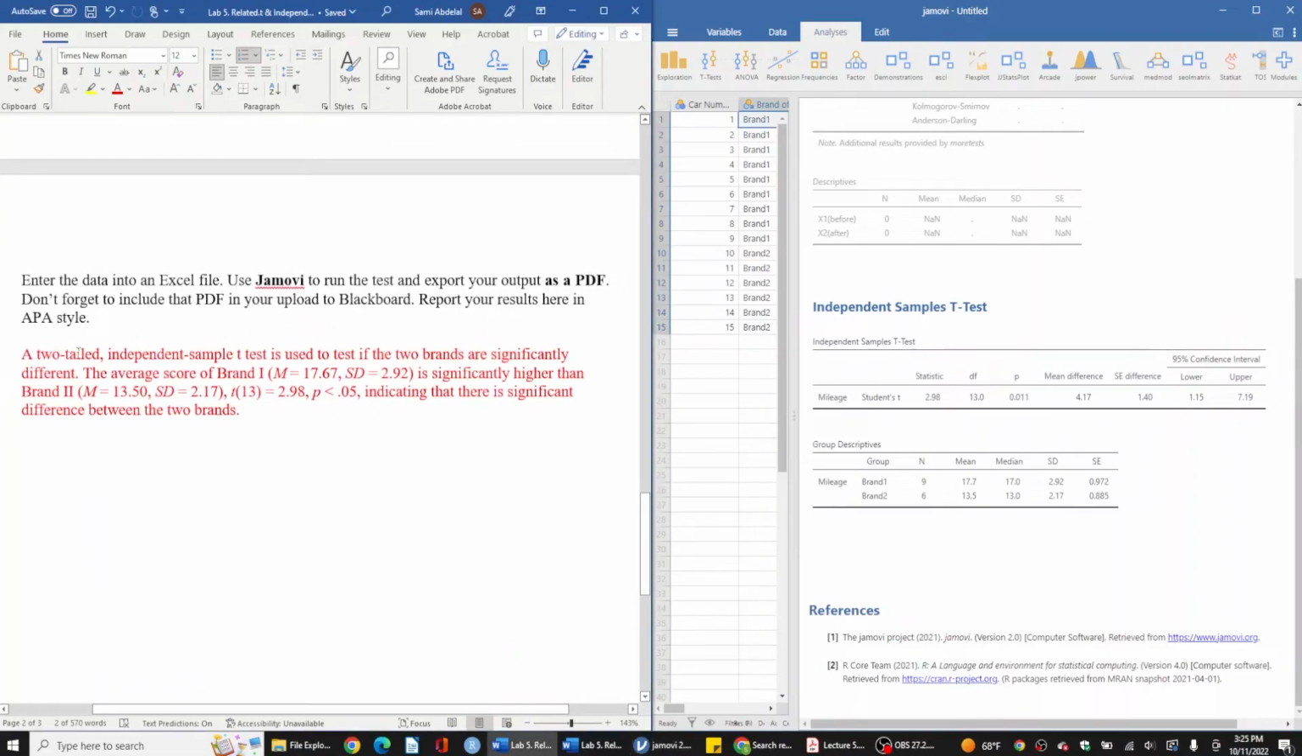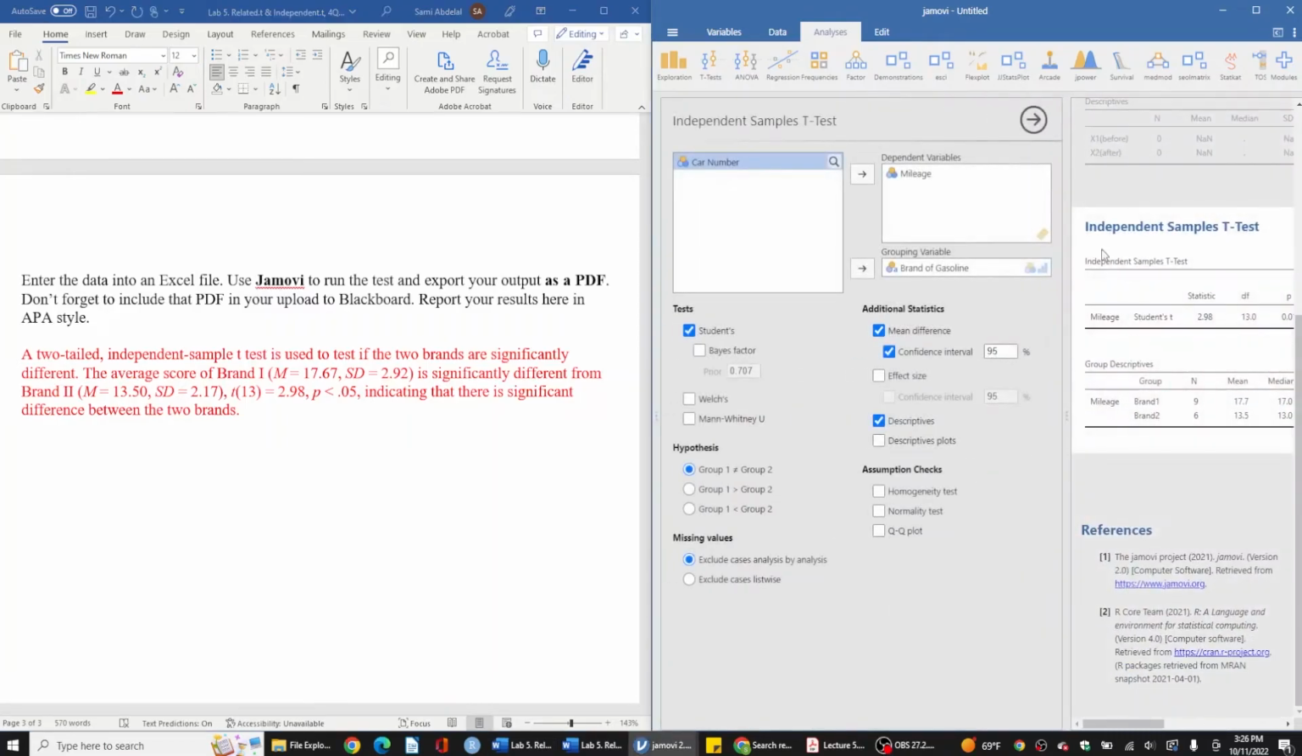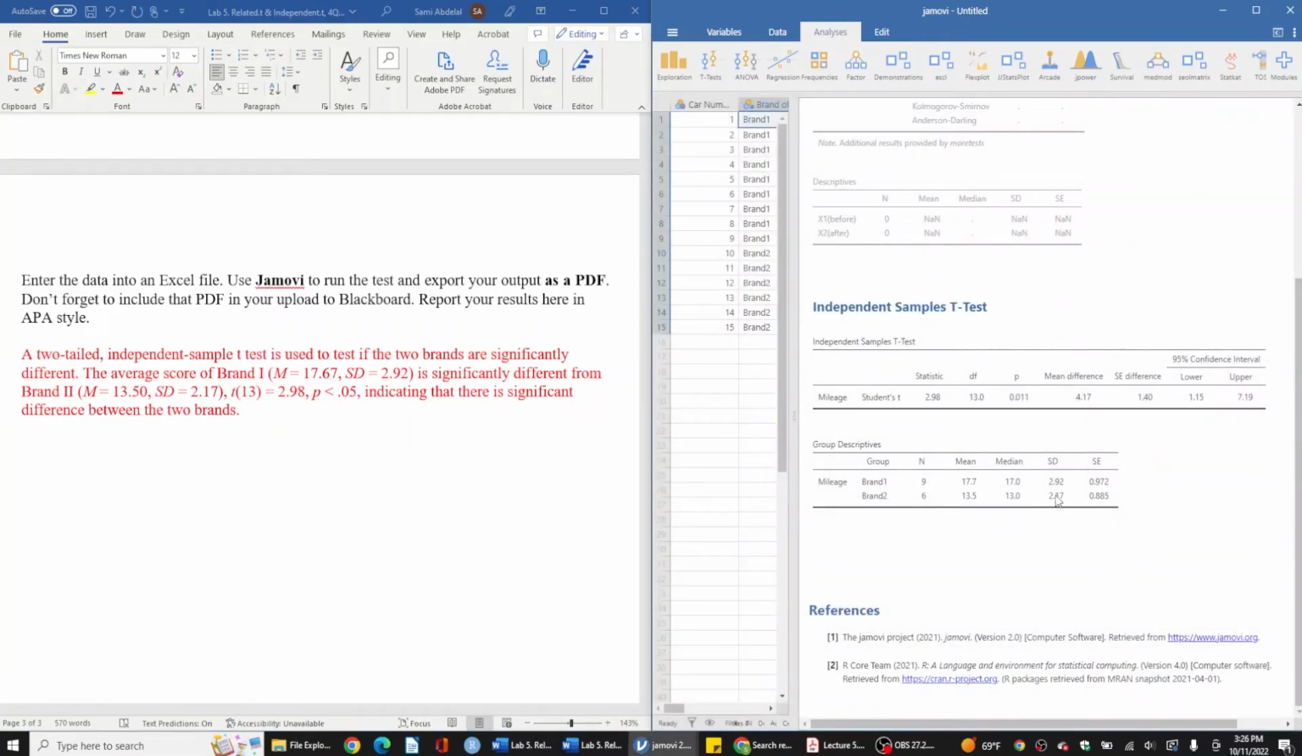Again, we conducted a two-tailed test, but this one was an independent sample t-test, and we wanted to see if the two brands differed significantly from one another. So again, the average score of brand one, we got the mean, we got the standard deviation here, is significantly different from brand two, right? And then again, we've gone to the table, the group descriptives here, and then we've got the mean and the standard deviation for brand two. And then we have to say whether it was significant or not.